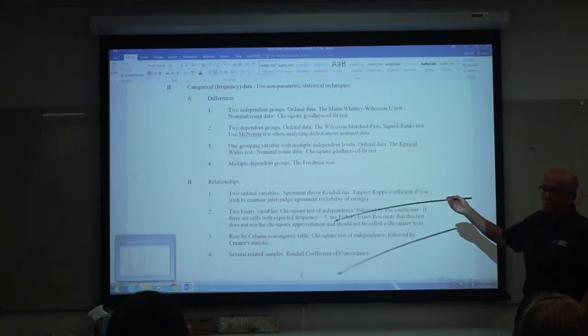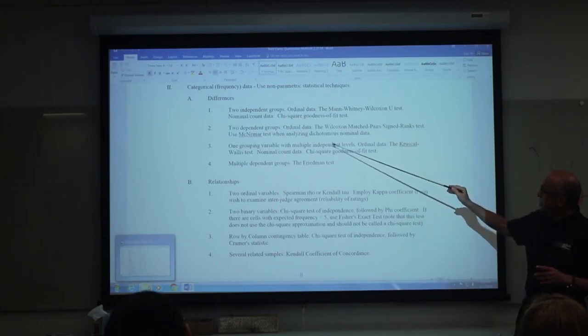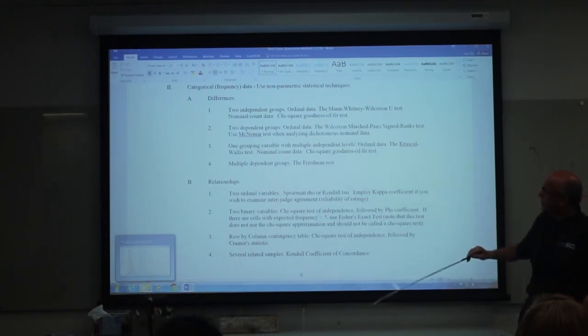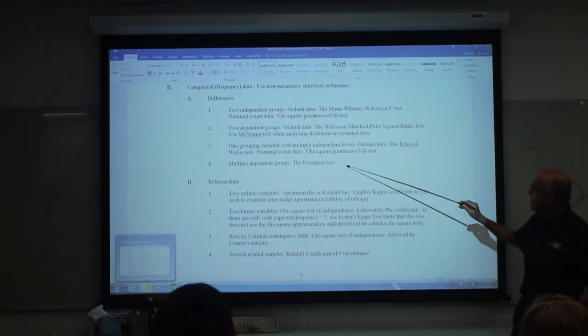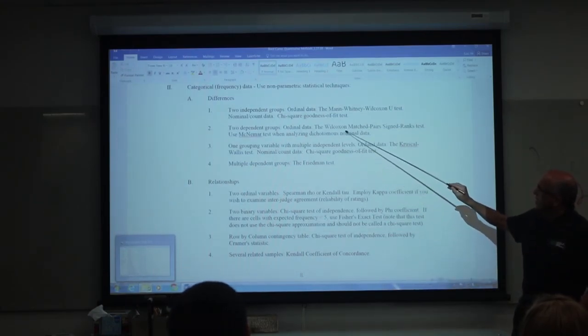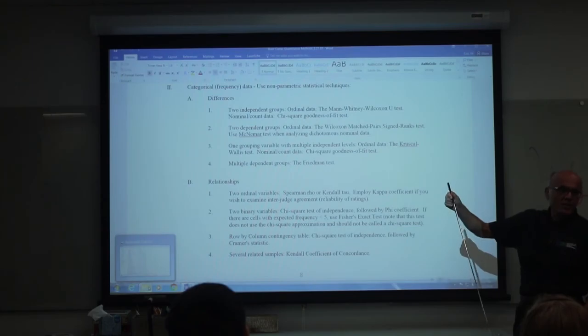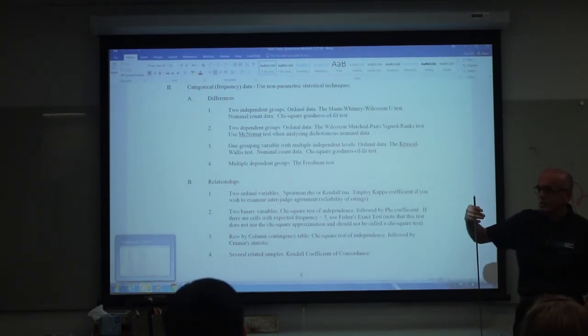Chi-square, just a quick review, you learned that in the first stat course. Chi-square goodness, no, it's under done, it's the next one. And then you will learn to compute what we call effect size for all these techniques. Have you heard of effect size?